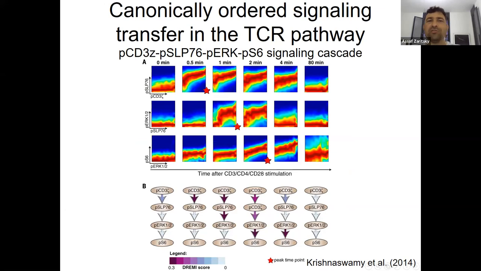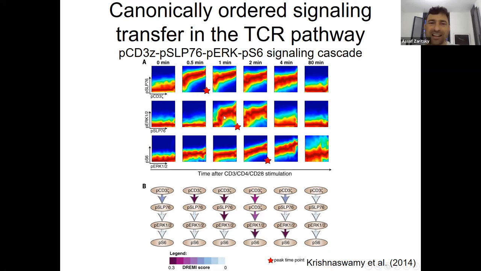And now another cool thing that they did is try to define not just an edge, but a network. Basically what they did, they looked at the pairwise relation. So here you see that PSL is activated by PCD, right?